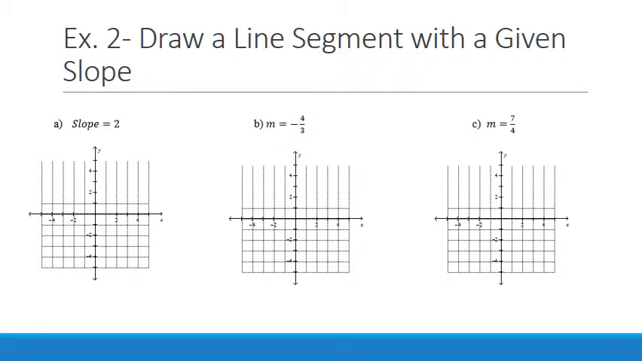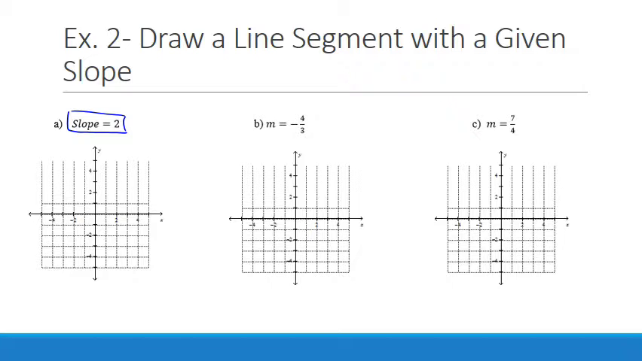Okay, in this example, let's draw a line segment with a given slope. Meaning, I want to draw a line that has a certain slope to it. So if we look at A, we can see here the slope has to be 2. Okay, and that's all the information we have. So really, we don't have too much information. We could draw this line with a slope of 2 a bunch of different ways.